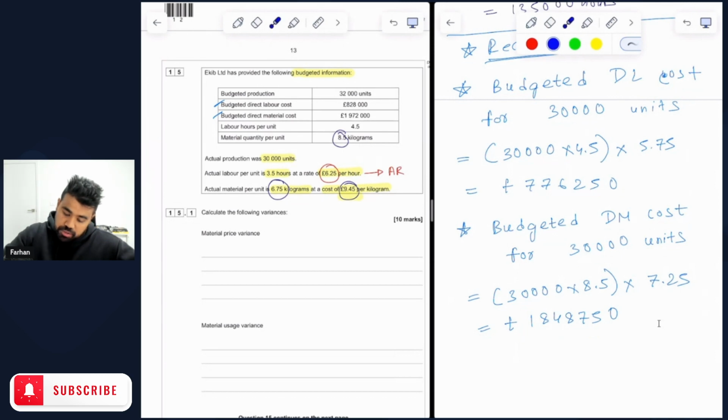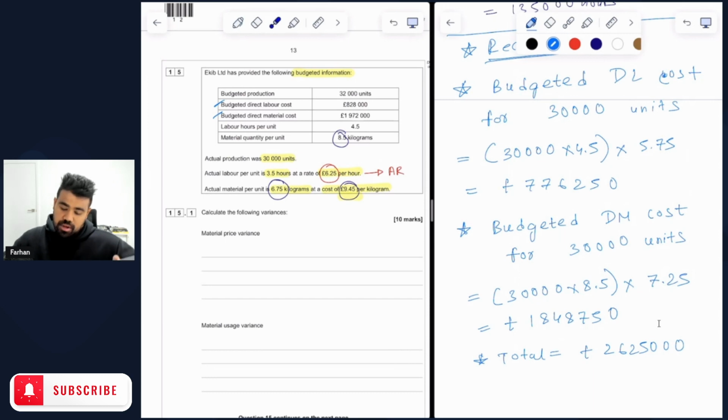Now, I want to find the total. I'm not going to write this again. You can just simply add 776,250 with 1,848,750. You should get 2,625,000 as the budgeted cost, combining both direct labor and direct material for the actual production volume of 30,000 units.